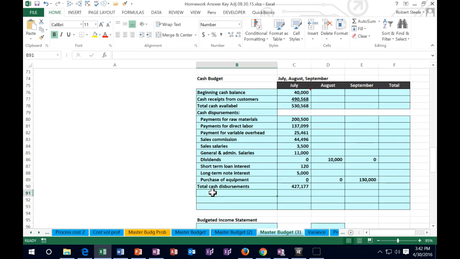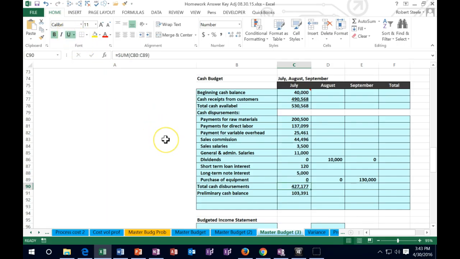Then we're going to have the preliminary cash balance. So we have the preliminary cash balance, and that's going to equal the cash available minus the disbursements. So I'm just going to say this equals the cash available, this 530,568 minus the 427,177, and enter. And I'm going to once again put an underline here by going to the Home tab, Font, and Underline.